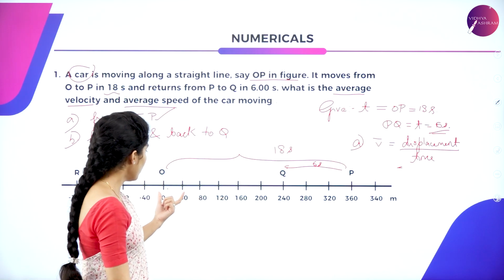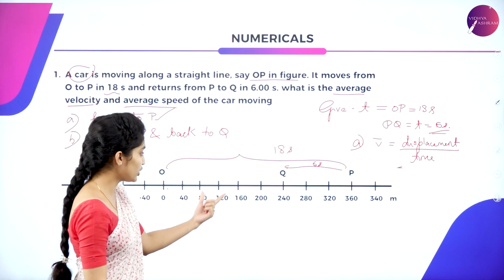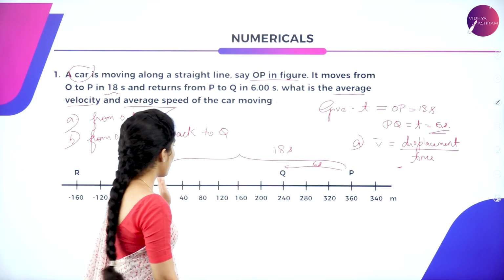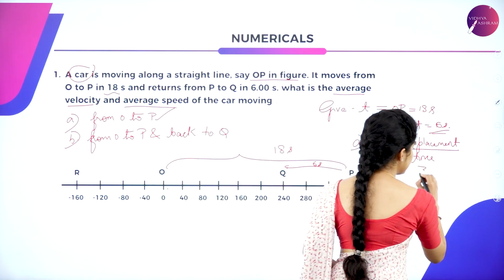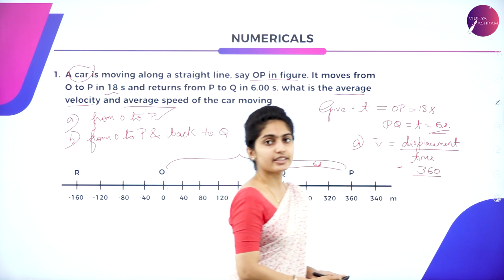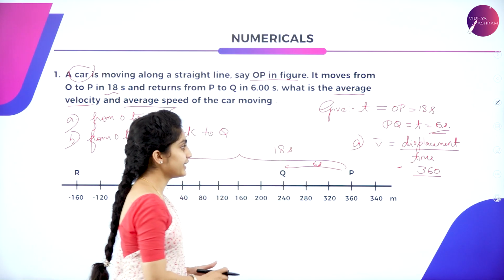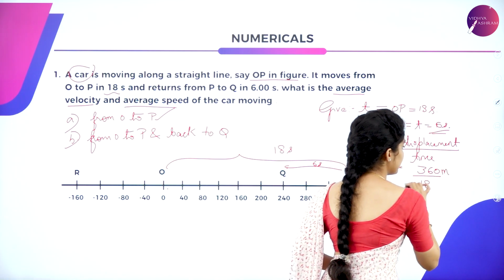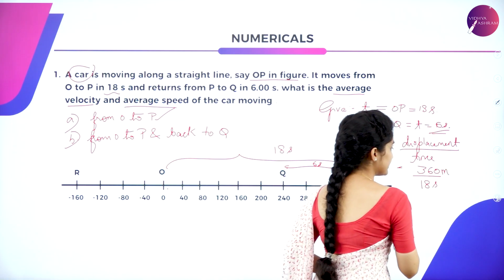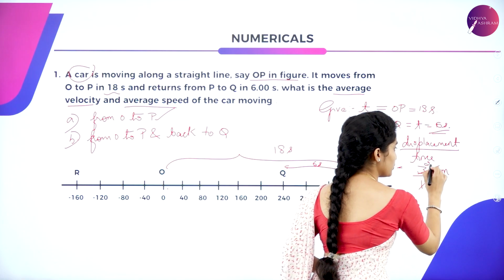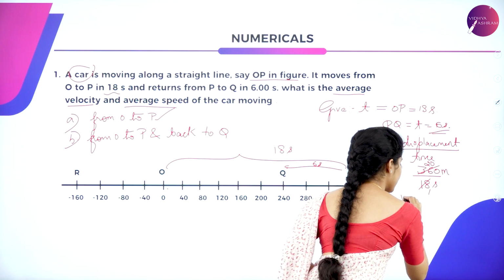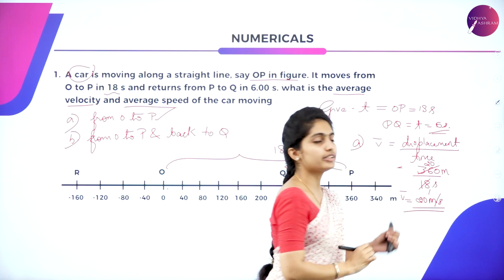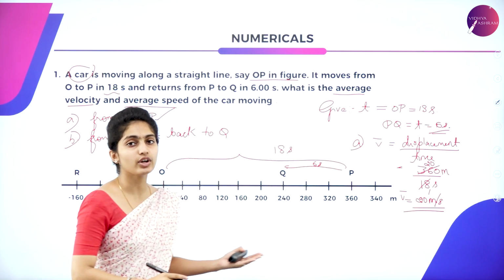So O to P: 40 plus 40 is 80, 120, 160, 200, 240, 280, 320 and 360. So from O to P the displacement is 360, and the time taken to travel from O to P is 18 seconds. Distance will be in meters and time is in seconds. So 18 twos are 36, and you get your average velocity equal to 20 meters per second. This is your average velocity as well as your average speed.